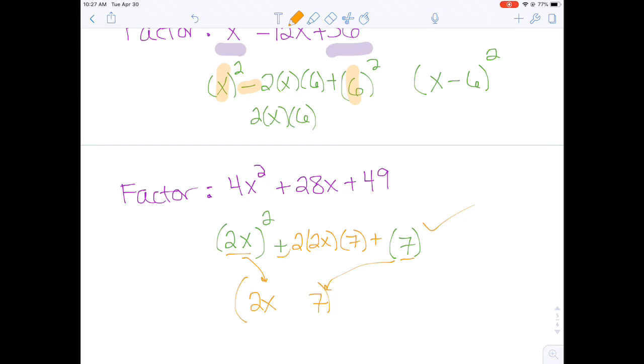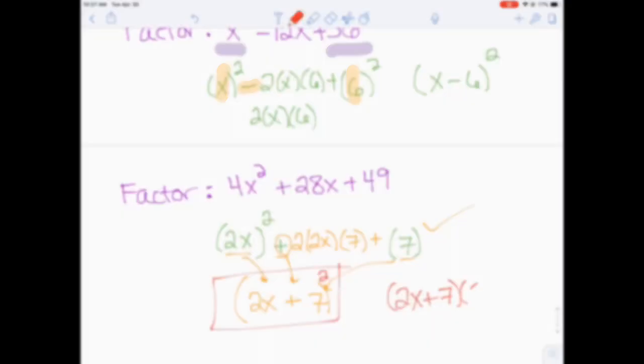And if the middle term is positive, then the positive goes down here. And so it's 2x plus 7 squared would be my two factors. Or you could write them as 2x plus 7 and 2x plus 7.